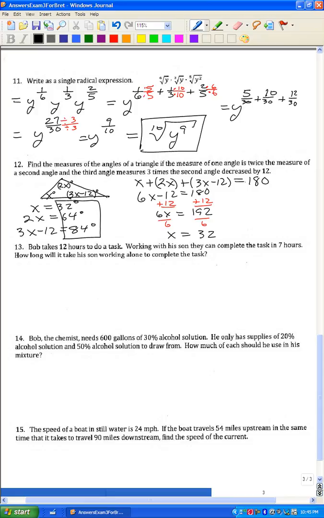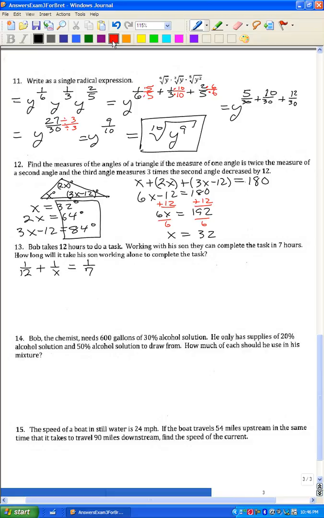Bob takes 12 hours to do a task, so he can do 1/12 of the task per hour. Working with his son, together they can complete the task in 7 hours, so they can complete 1/7 of it per hour. How long will it take his son, working alone, to complete the task? Suppose that his son takes x hours to do it. Therefore, he can complete 1 over x of it per hour.